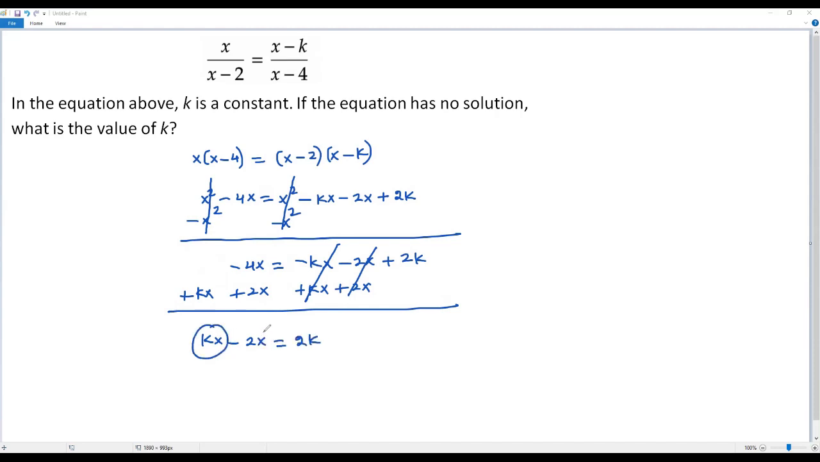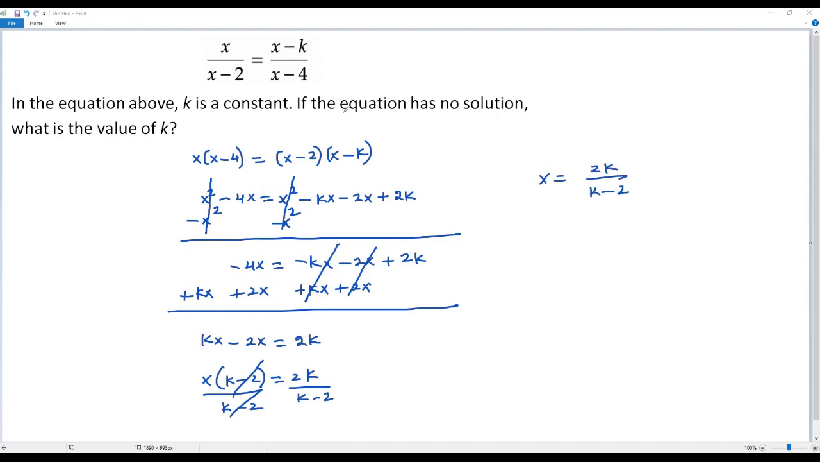Okay, here both the terms contain x. We can factor x out. When I factor x out, I am getting x times (k - 2) equals 2k. Now let me divide both sides of this equation by (k - 2). So when I do so, this (k - 2) will cancel out. I am getting x equals 2k divided by (k - 2).